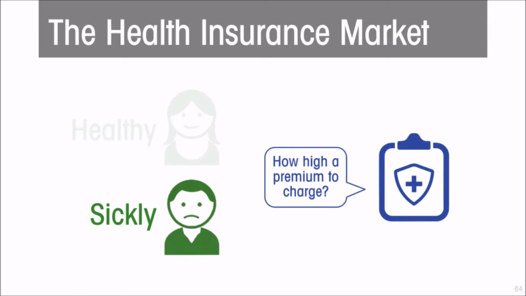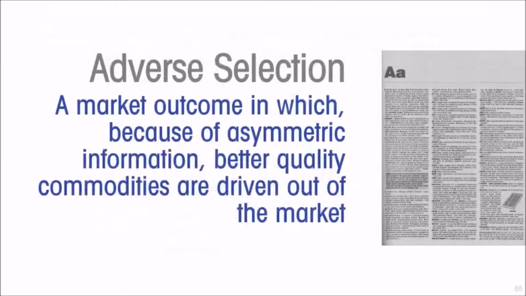These two examples demonstrate that asymmetric information in a market gives rise to what is called adverse selection, a market outcome in which, because of asymmetric information, better quality commodities are driven out of the market. The market selects adversely for quality.